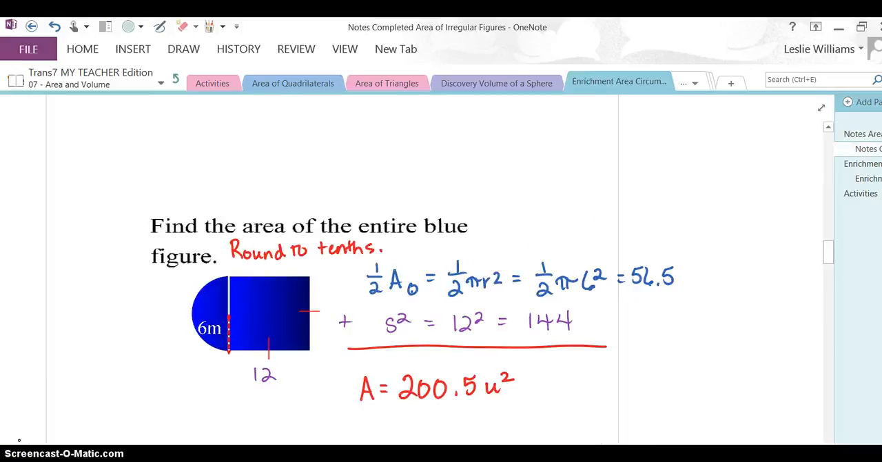So here are the steps where I found the area of half of a circle to get 56.5, and I had to round to the tenths there since that's an infinite number. And the area of the square is 144, and then I add the areas together to get a total area of 200.5 units squared. Now let's look at the next problem.